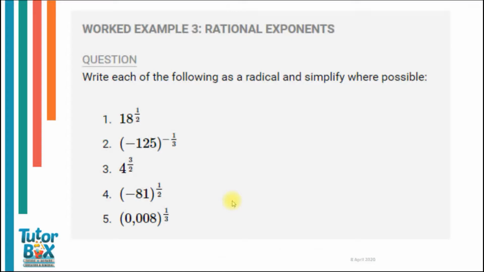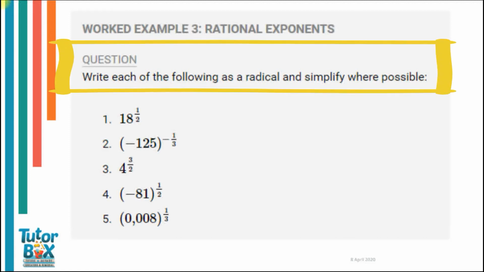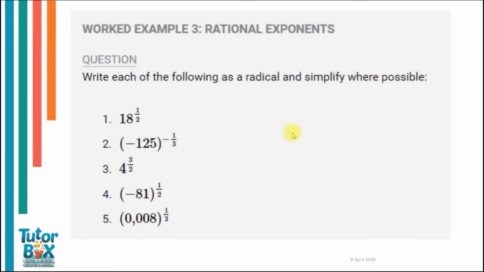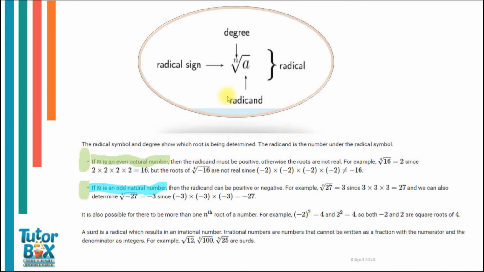Next up, let's look at some examples. The question says, write each of the following as a radical and simplify where possible. Let's just go back. Remember that diagram, this one here. So you want to write it in terms of this.